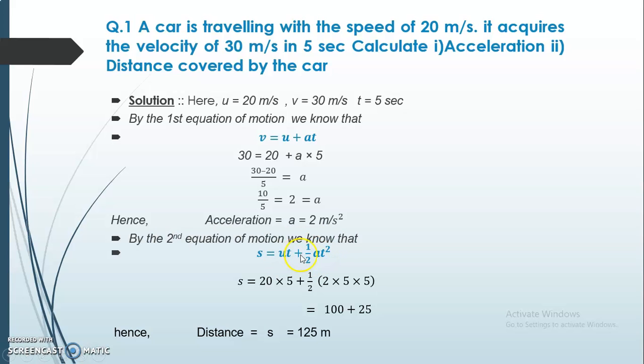Okay, so ut plus half at square. Now you know that the value of u is 20, the time is t, plus half acceleration we have found, that is 2 meters per second square, multiplied by t into t, that is 5 into 5. So this 20 multiplied by 5 will become 100, plus this 2 will get cancelled, so 5 5s remains as 25. So we can add it and the distance will become 125 meters.